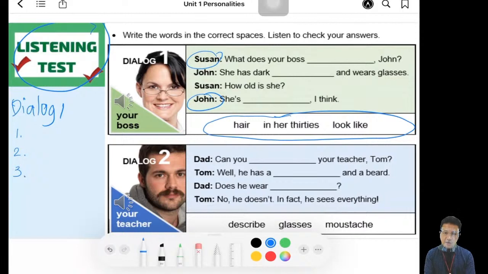What does your boss look like, John? Again, what does your boss look like, John?